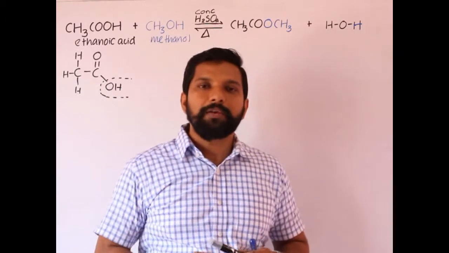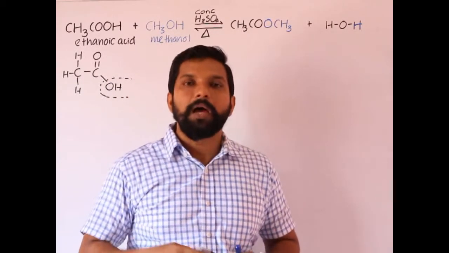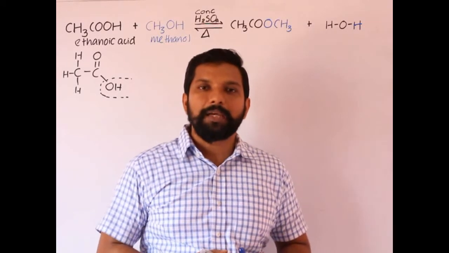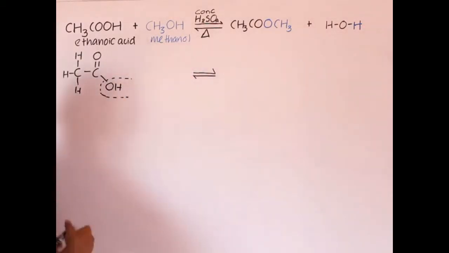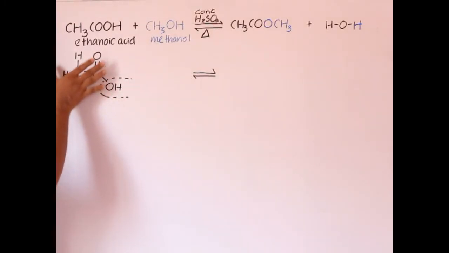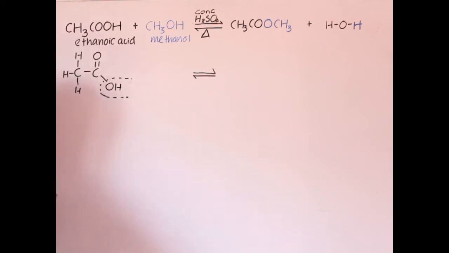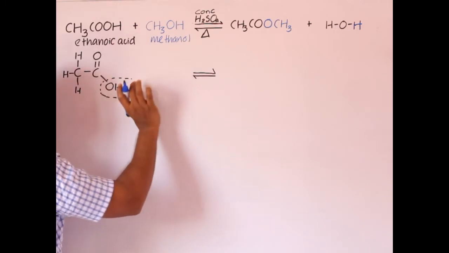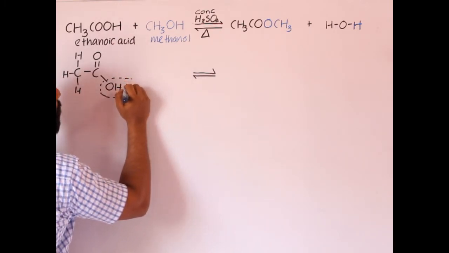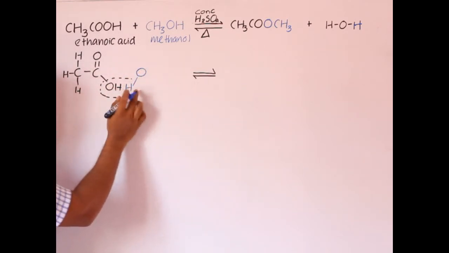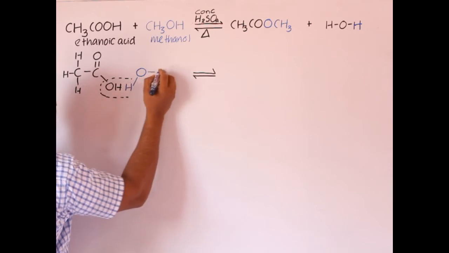But how can we write this reaction properly? How do we draw the formula of the ester? Let me explain. First, you write the displayed formula of the acid. Here is the ethanoic acid. Now, you are going to draw the formula of the alcohol, but it's drawn in reverse. I'm going to draw OH like this. The bond is slanted so that we can easily understand the formation of water.